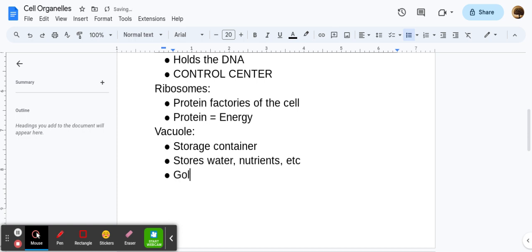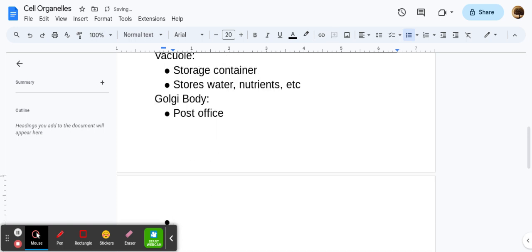The Golgi body. It's kind of like the post office. It basically ships off nutrients. So if one part of the cell needs something, they're going to package it up and ship it off. If another part of the cell needs something, it ships it off. It's basically like the UPS Store of the cell.